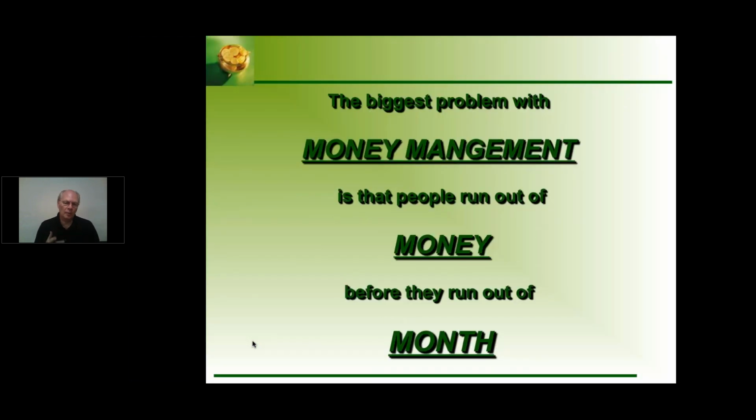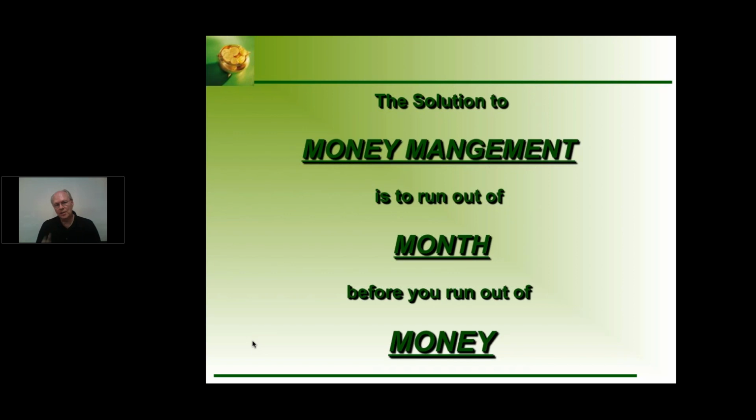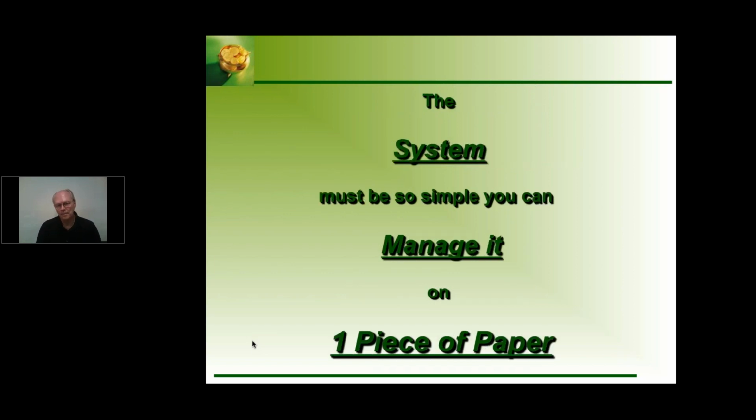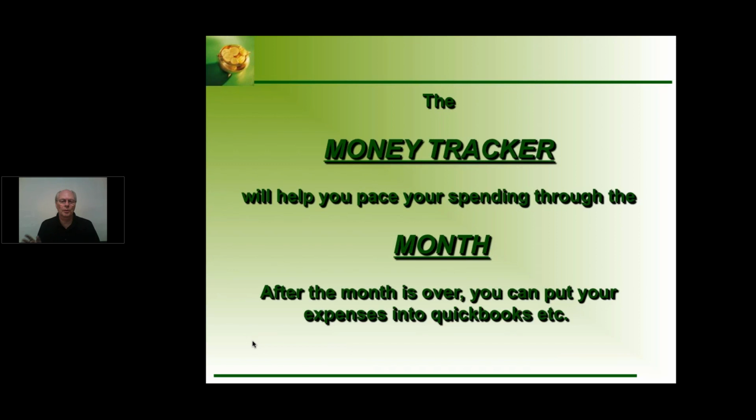Now, the biggest problem with money management is that people run out of money before they run out of month. The solution is to run out of month before you run out of money. The system must be so simple you can manage it on one piece of paper. We use this with a money tracker, and the goal is to help you pace your spending through the month.